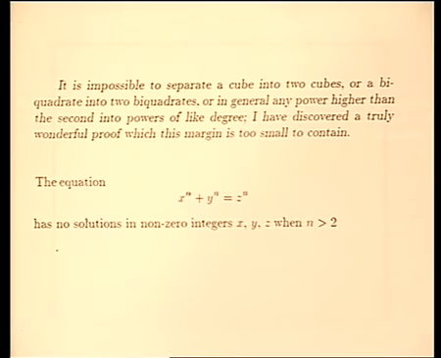Now, in modern notation, what Fermat claimed was that x to the n plus y to the n equals z to the n has no solutions in non-zero integers x, y, and z when n is greater than 2, and it is this assertion which is known as his last theorem. Fermat's theorem covers the case when the exponent n is greater than 2, but first I think we should study the case when the exponent n is equal to 2.